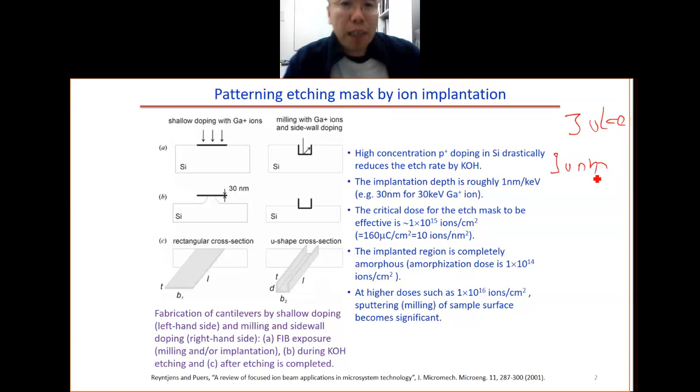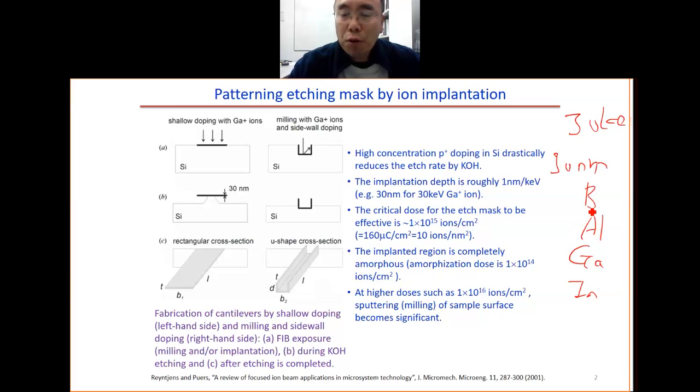This is called implantation. So when we have the gallium in the crystal silicon, we know that gallium is in the same group as boron. Boron we know is a p-type dopant. So as a result, gallium is also a p-type dopant.